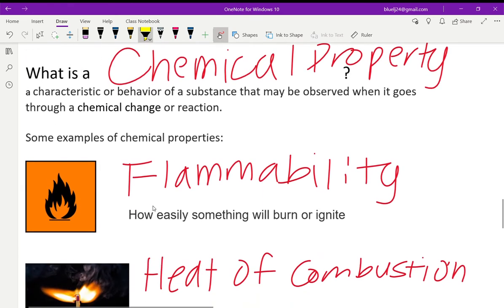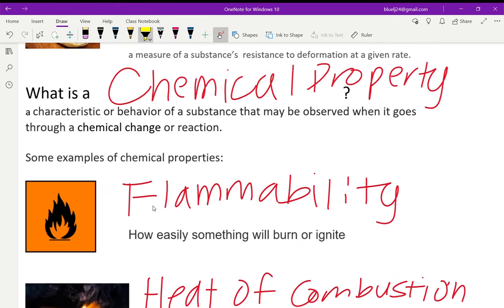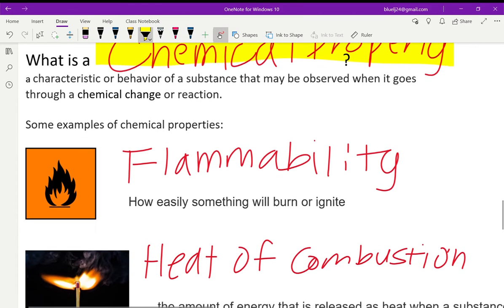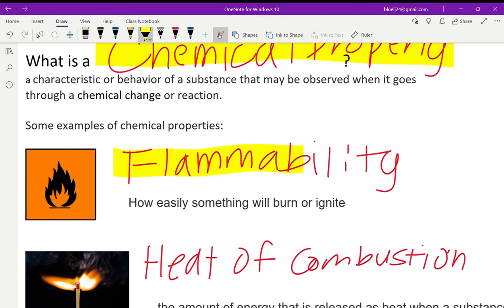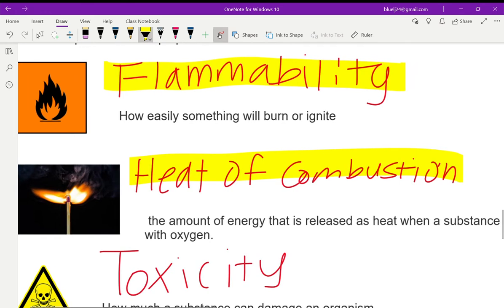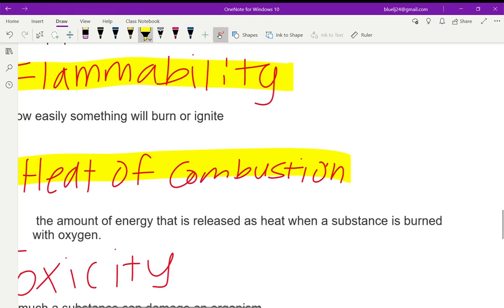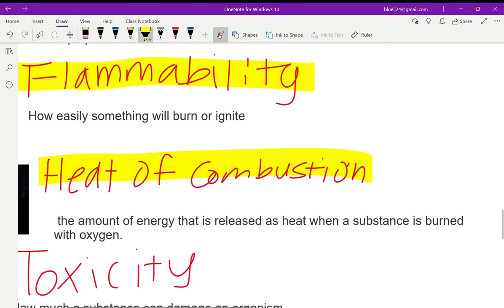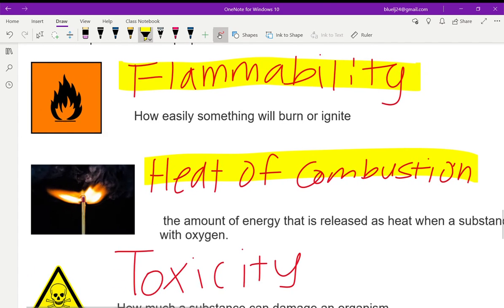So now we're on to chemical properties. So what is a chemical property? A chemical property is a characteristic or behavior of a substance that may be observed when it goes through a chemical change or reaction. So here are some examples of chemical properties. One is flammability, how easily something will burn or ignite. Heat of combustion, the amount of energy that is released as heat when a substance is burned with oxygen, or this can be known as combustibility.